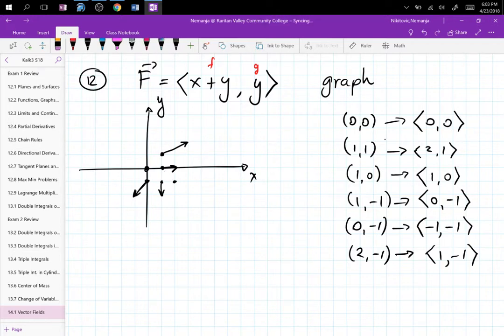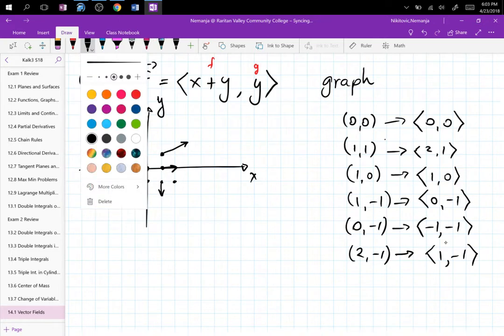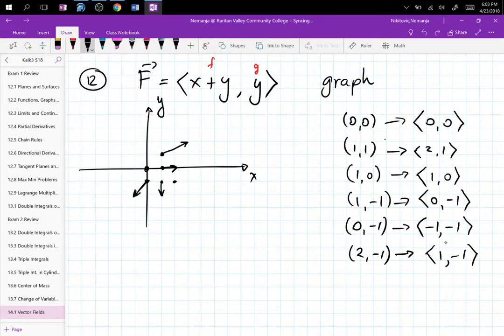It is going down. It's 1 unit. It's going this way, like this. Right? Good.